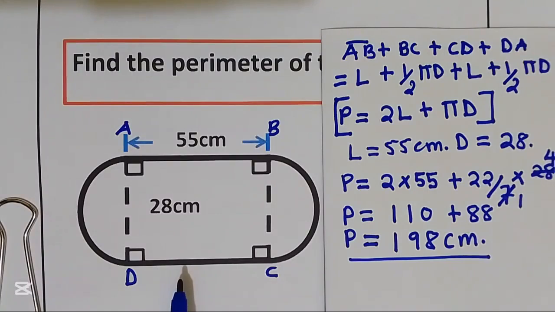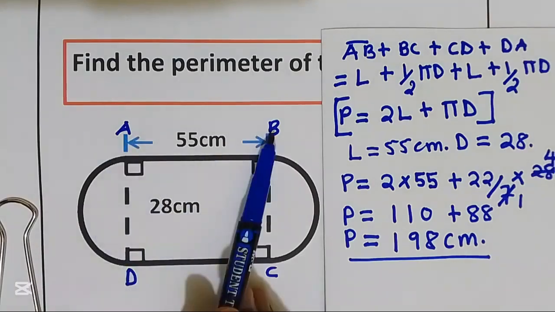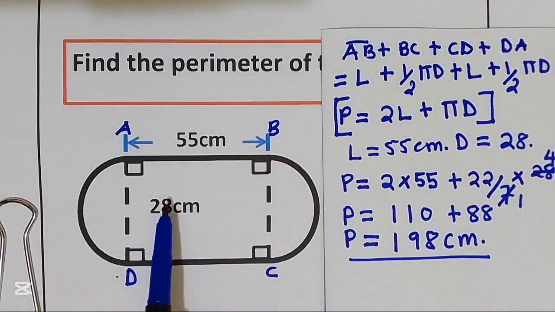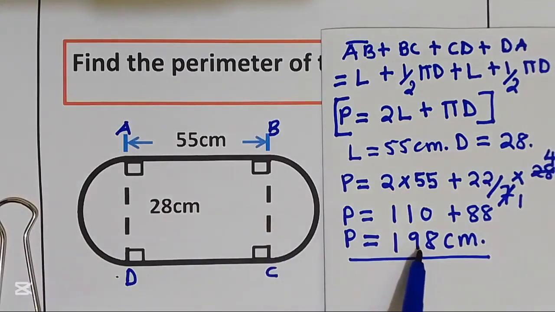Perimeter is the total distance covered around the figure. For the case of our question, it is distance AB plus arc BC plus distance CD. Again, we add arc DA and we get perimeter equal to 198 centimeter.